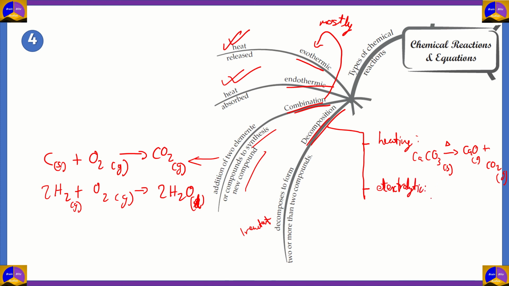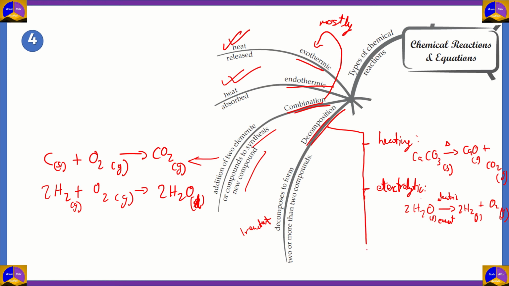So electrolytic reactions, electrolytic decompositions are those where an electric current is used to decompose a compound. For example, electrolysis of water gives us hydrogen in gaseous form along with oxygen in gaseous form.